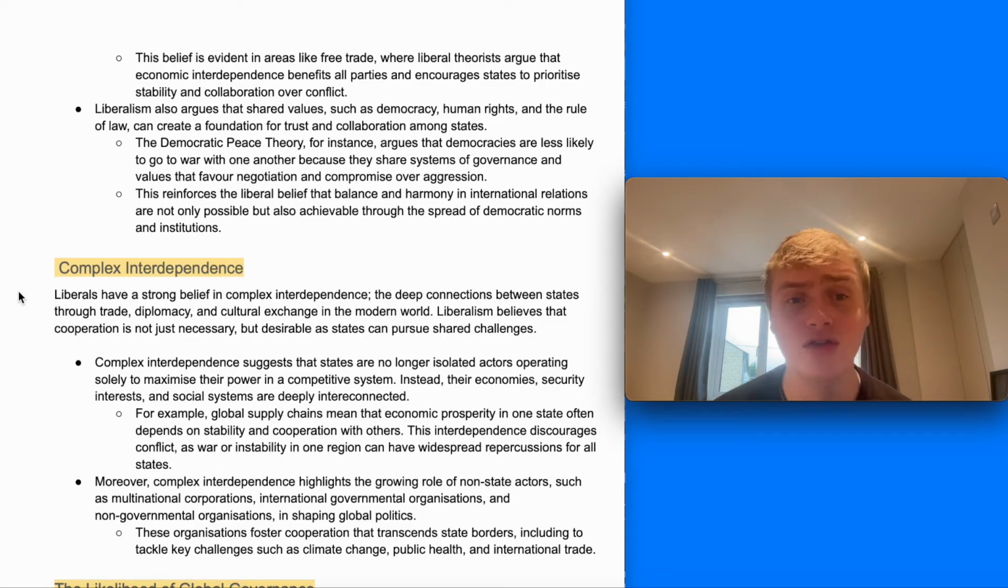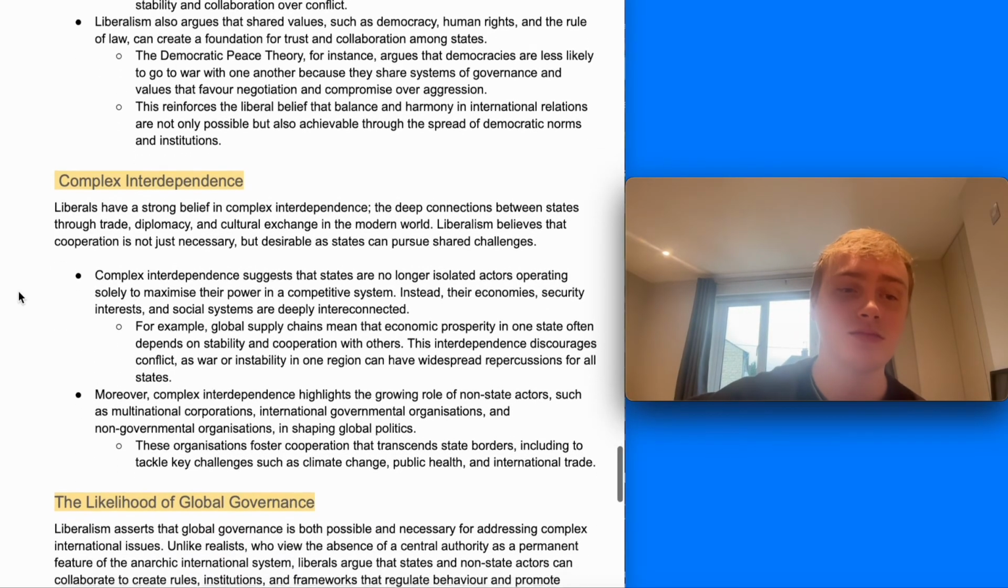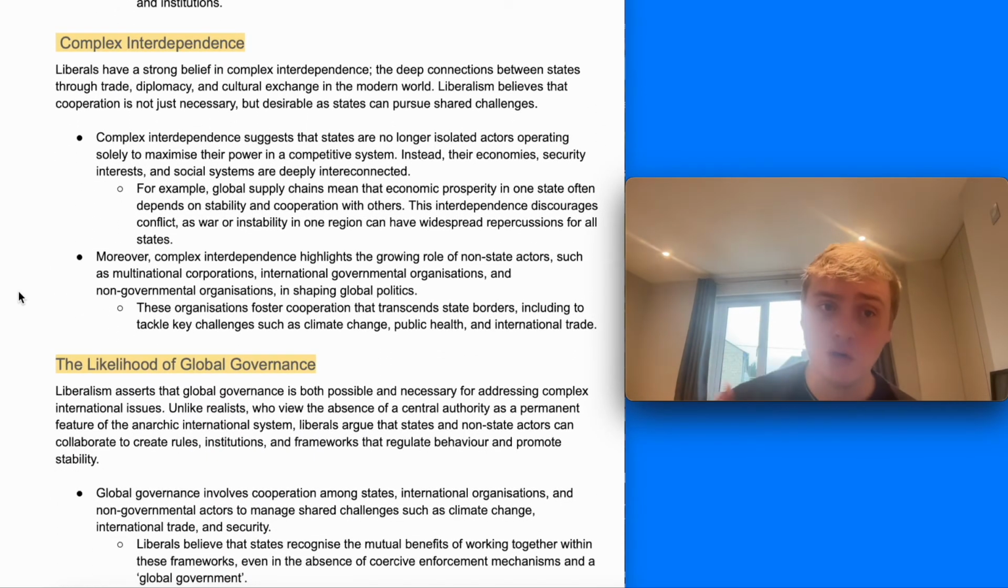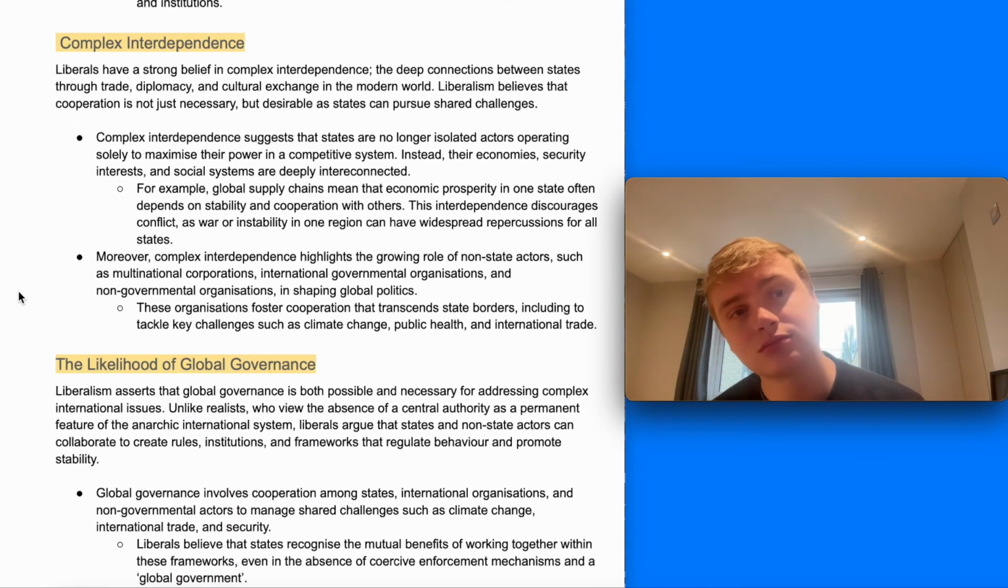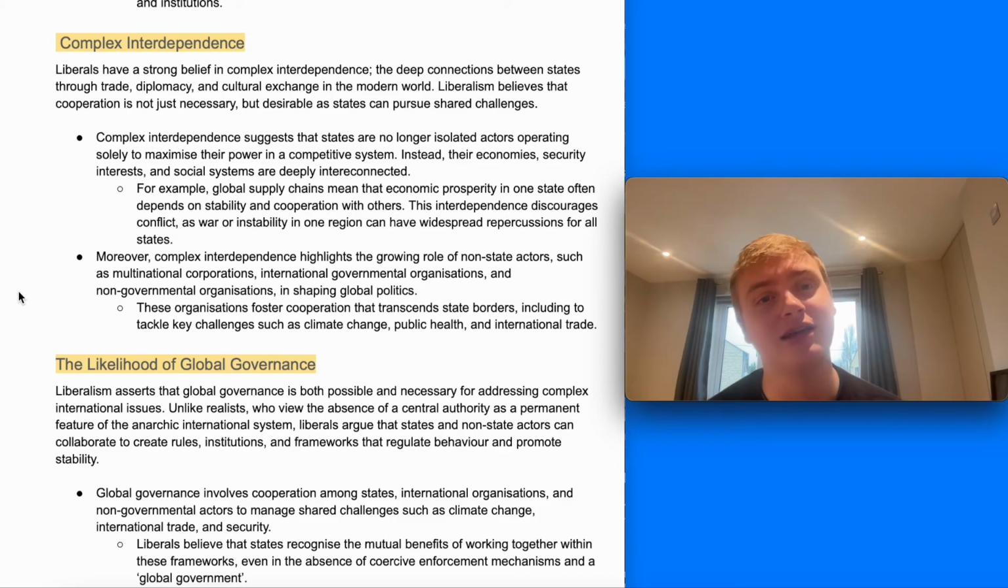And this reinforces the liberal belief that balance and harmony in international relations are not only possible but also achievable through the spread of these liberal ideas of democracy, the rule of law, and human rights. And that also links into their view of complex interdependence, which argues that the deep connections between states through trade, diplomacy, and cultural exchange in the modern world, which we looked at when we looked at globalization, are very much linked to globalization.